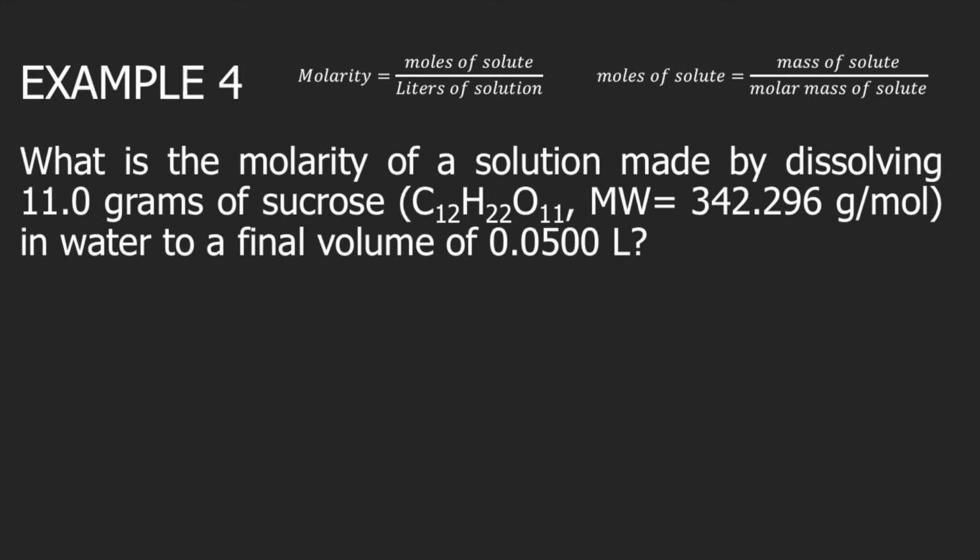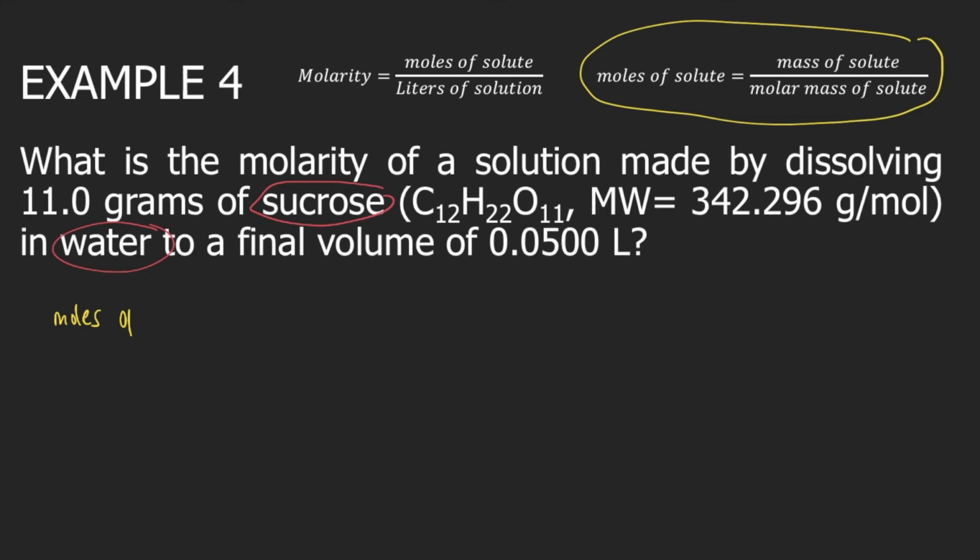Example 4, what is the molarity of a solution made by dissolving 11 grams of sucrose in water to a final volume of 0.05 liters? So sucrose is our solute and water is our solvent. The first step to answer this question is to solve for the moles of solute. So our solute is sucrose. So moles of sucrose is equal to mass of sucrose, that's 11.0 grams, divided by the molar mass of sucrose.